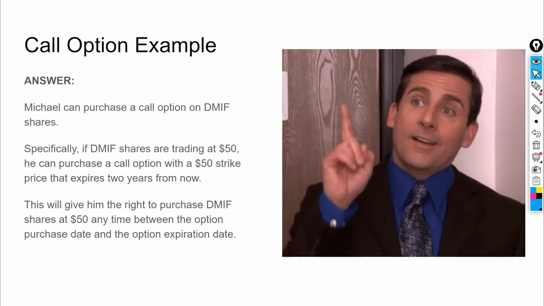Well, one thing that Michael can do is he can purchase a call option on Dunder Mifflin shares, right? Which would give him the right to buy 100 shares at a certain price, known as the strike price, on or before a certain expiration date. So specifically, let's say that Dunder Mifflin shares are now trading at $50 a share, and he can purchase a call option with a $50 strike price that expires 2 years from now. So the expiration date is 2 years from, let's say, today, the day that he's buying this option.